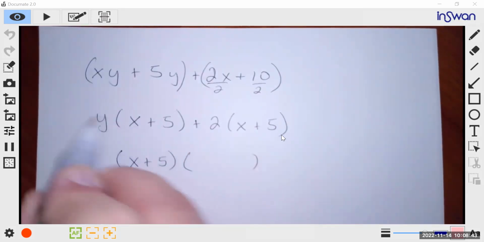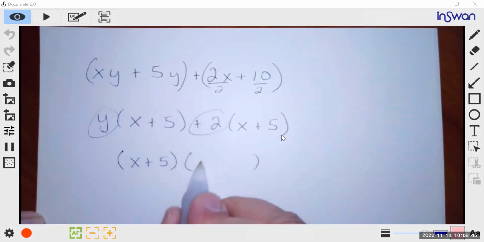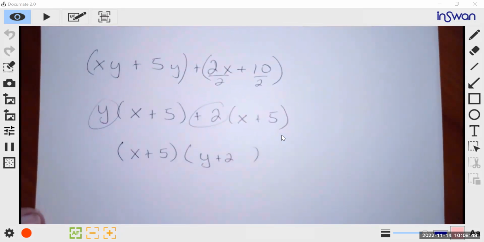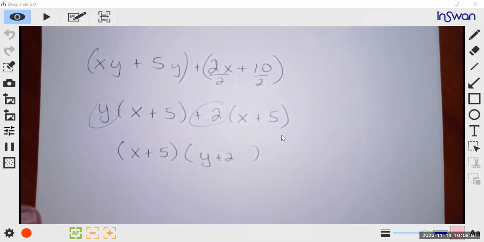And then the second parenthesis will have the coefficients. And there you have it. So whenever you have 4 terms, look at grouping them first.